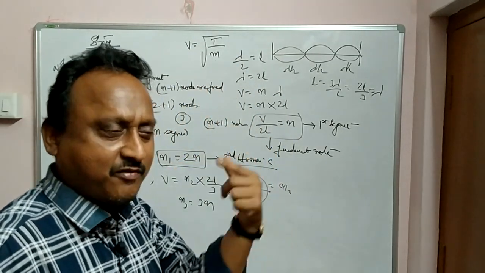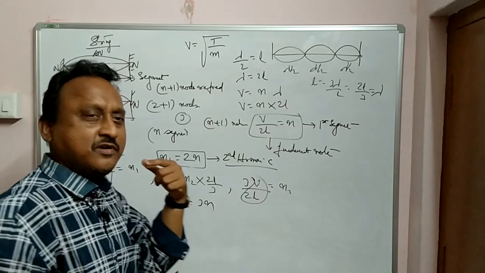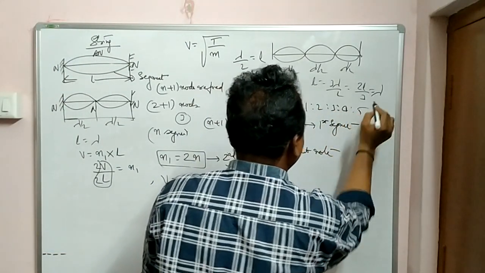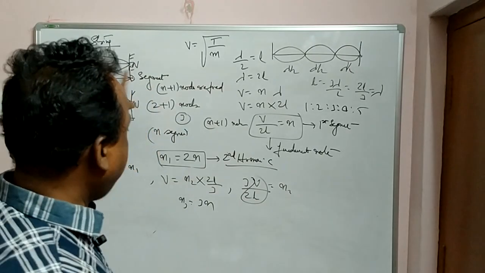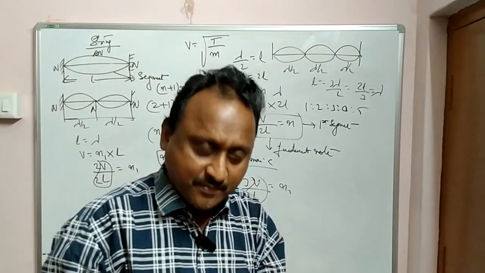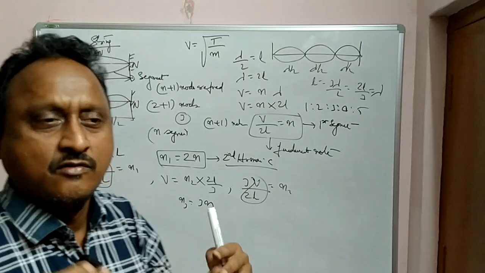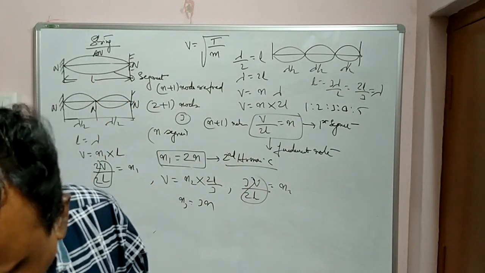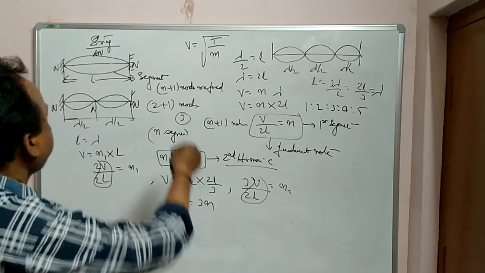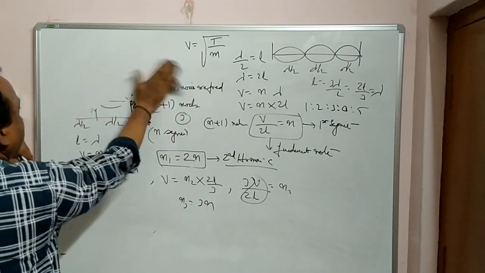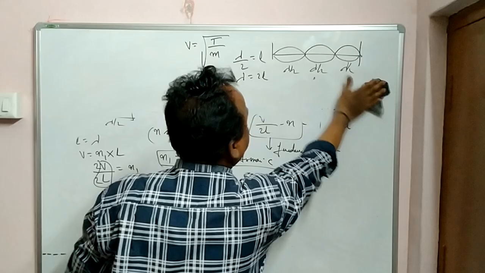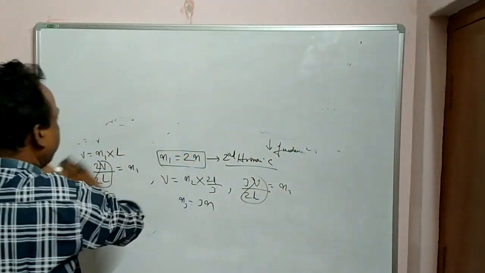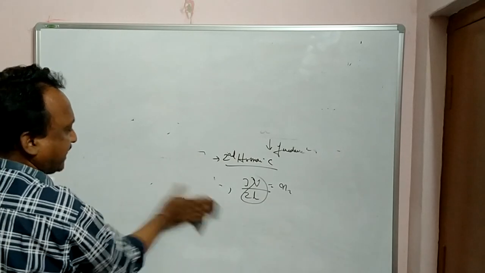See the ratio: 1:2:3:4, and so on. This is the ratio for the stretched string for the first segment, 2 segments, 3 segments, 4 segments, or even more. You can extend the segments and thereby solve numerical problems. Clear? Any doubts? These are very important while solving problems. These are also called harmonics.